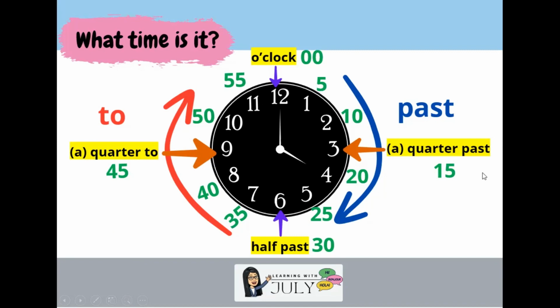Now we are going to learn when I use past and when I use to. Ahora vamos a aprender cuándo utilizamos past, cuándo utilizamos to. Desde el minuto 1 hasta el minuto 30 vamos a emplear past en nuestras frases, ¿sí? Del minuto 31 hacia adelante, hasta el minuto 60 o hasta el minuto 59, vamos a emplear to. Para comprender mejor el uso de las estructuras, vamos a pasar a los ejemplos.